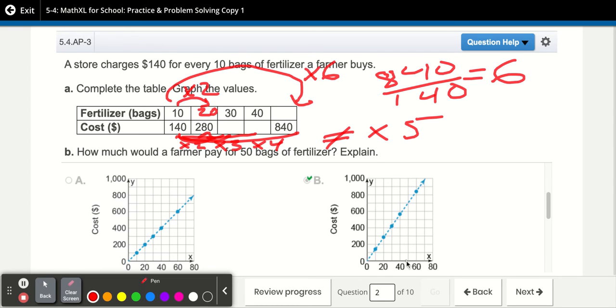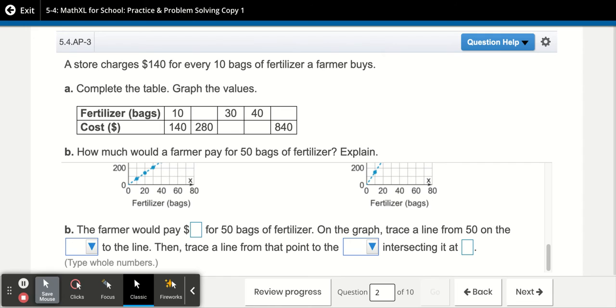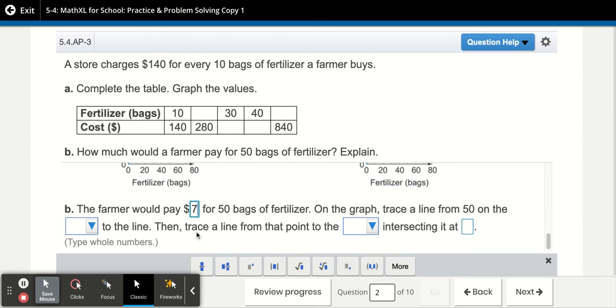Okay. 50. Yep, that's 700. Okay. That's 700. We need to clear the screen. Go back. No, we don't want to be on our pen though. And go back here. So the farmer would pay $700 for 50 bags of fertilizers.